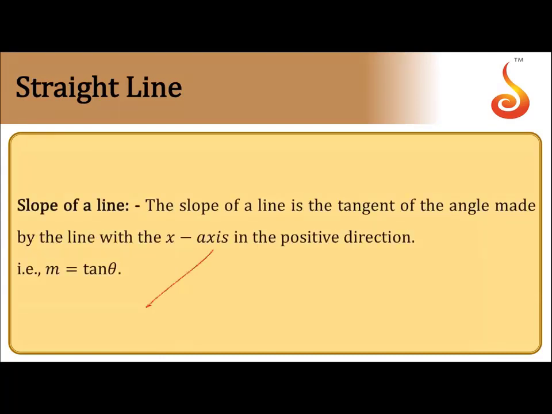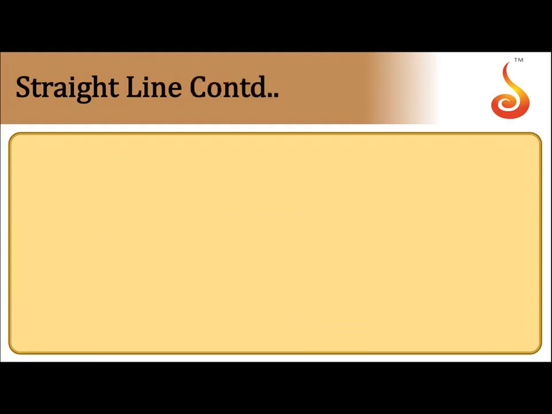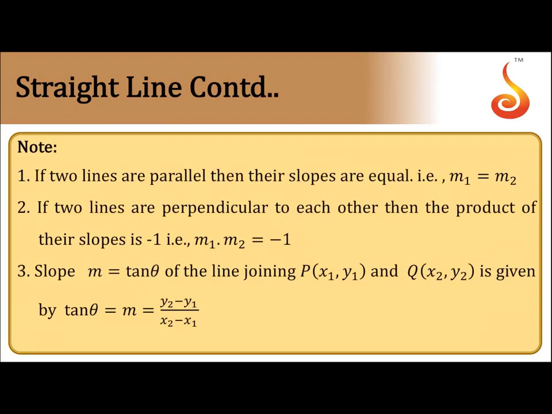Coming to the next concept, about the straight line. If a straight line makes an angle theta with the positive direction of the x-axis, then tan theta is defined to be the slope, denoted by m, of the straight line, and theta lies between 0 and pi. When the slope is equal to 0, the line coincides with the x-axis. When theta is equal to pi by 2, it is a vertical line, which has no slope; its slope is not defined.